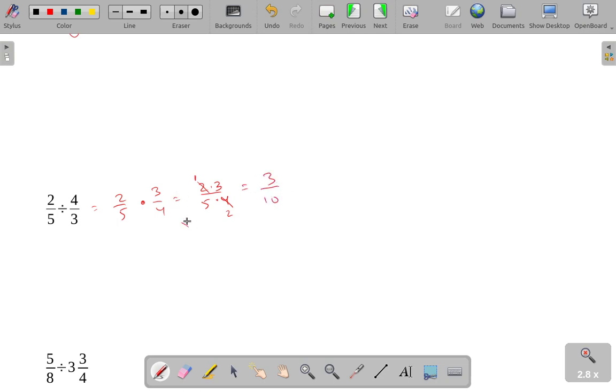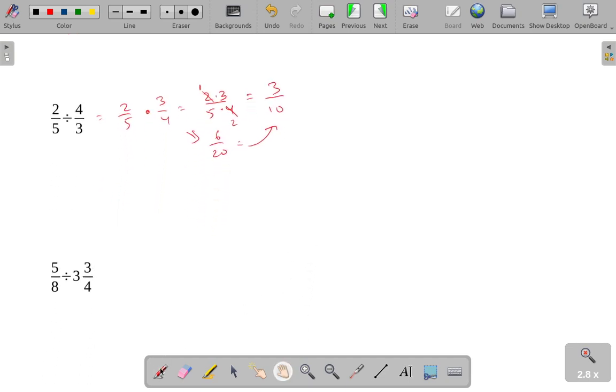Now I could have done this without doing this sort of canceling ahead of time. I would have gotten 6 over 20, which would have, again, given me 3 over 10. I just think it's a good idea to get in the habit of canceling ahead of time when you can, because like I said, these numbers aren't very big, but they do eventually get big. And yeah, it's just a good habit to get in.